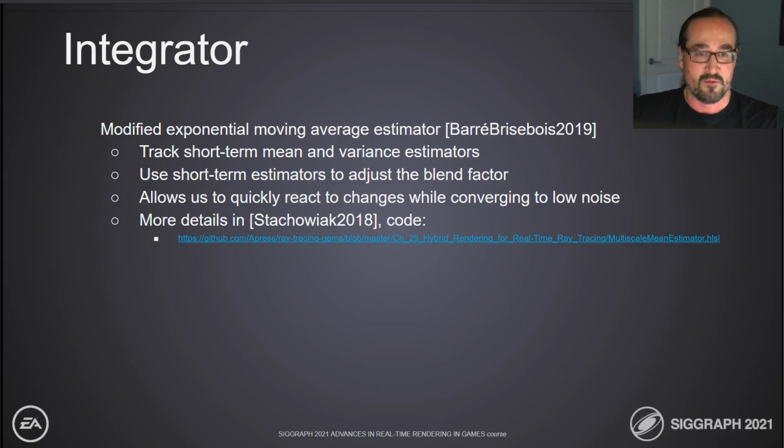What we really want is the best of both worlds. We want it to be automatic. So in addition to accumulating a longer term moving average, we also track a shorter term mean and a short-term variance estimator. These short-term estimators are used to adjust the blend factor for the long-term mean. This allows us to quickly react to changes in the scene while also converging to a noise-free result. And I'm going to again refer to Thomas's presentation from 2018. And I should mention there's code on GitHub for the multiscale mean estimator as well.